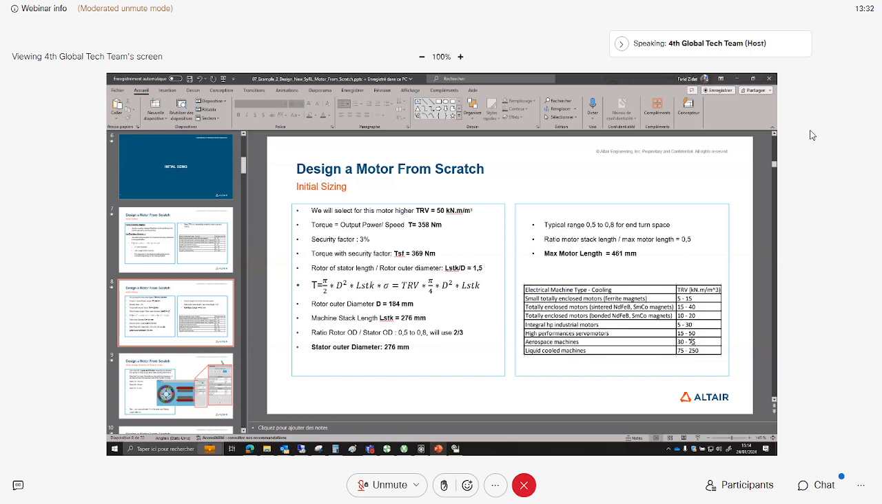So there are some tries to do here, to make a computation. That's why we may have some iteration and maybe 10 candidates or more. But in this example, we are not going to test a lot. As I said, I will test 2 configurations only. So I will fix the TRV as 50 kilonewton meter per meter cube.